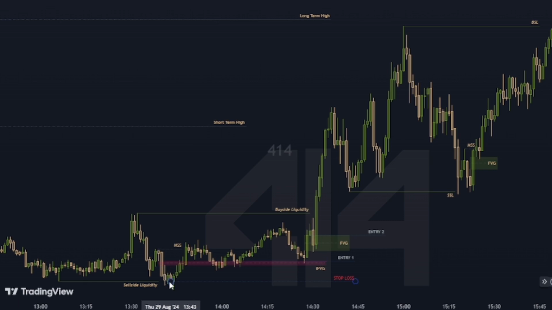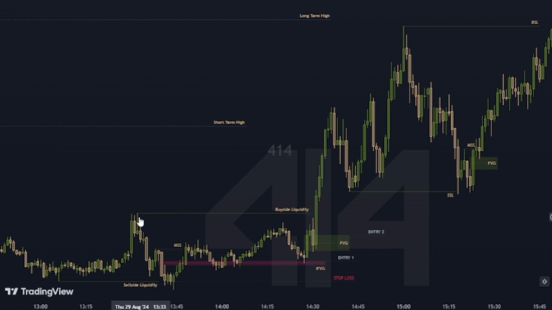In this case, after the run below the sell side liquidity, that first fair value gap that you're seeing, we want to see price come back to it after a shift in market structure. That will be our first entry. Where will our stop loss be? Our stop loss will be there, or at that low, and then our take profit can be here or there. Now we have another long-term high, which I'll show you later on.